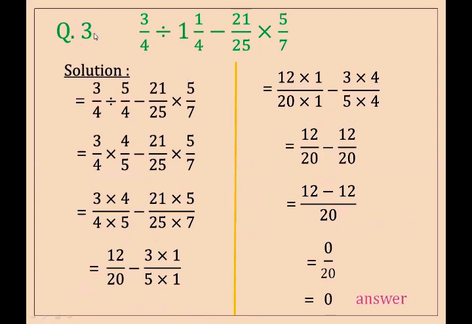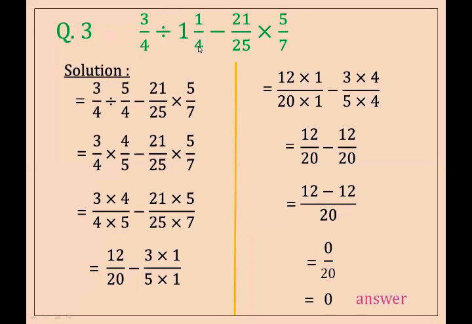Here's question number 3 from the same exercise. 3 upon 4 is divided by 1 whole 1 upon 4 minus 21 upon 25 multiplied by 5 upon 7. Now students, look at the question carefully and you should solve by the DMAS rule. According to DMAS rule, firstly we have to solve divide. This divide belongs to this one, 1 whole 1 upon 4. This is a mixed fraction.